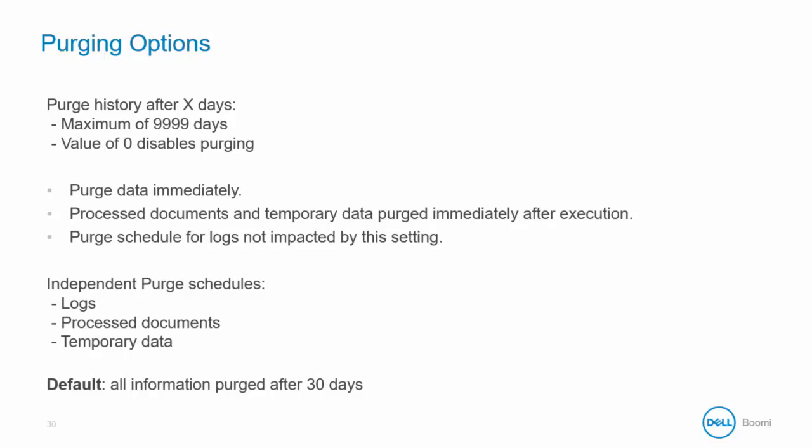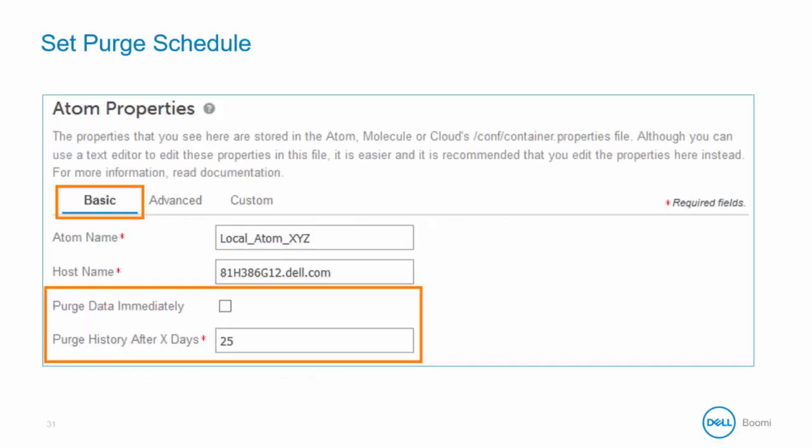Independent purge schedules can be set up for logs, process documents, and temporary data, and we will look at that in a moment. This slide displays the user interface of the basic purge history. Notice the Purge History after X days is a required value, while Purge Data Immediately is an optional checkbox.